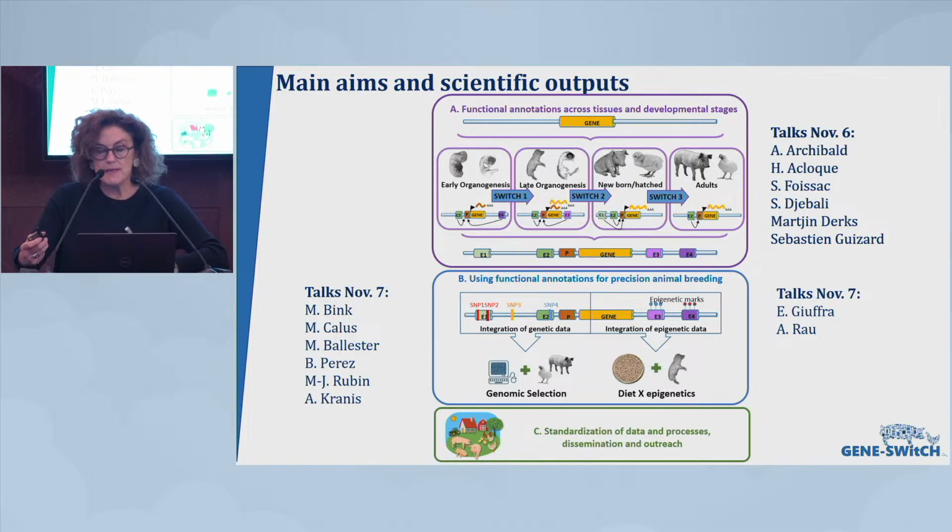In aim B, using functional annotation for precision breeding, with 2 different parts. We had the talks in the morning by Marco Bink, Mario Calus, Maria Ballester, Bruno Perez, Carl Johan Rubin, and Andreas Kranis, all around genomic selection and genomic improvement, and the talks by myself and Andrea Rau on the integration of epigenetics in this framework project.